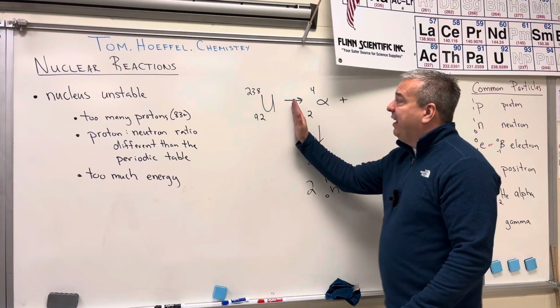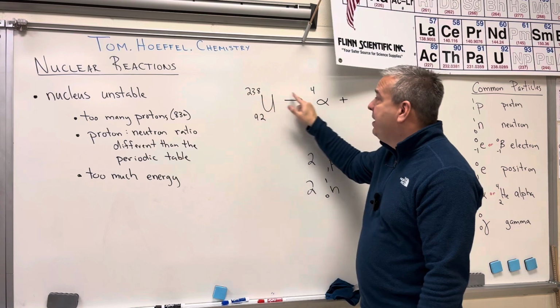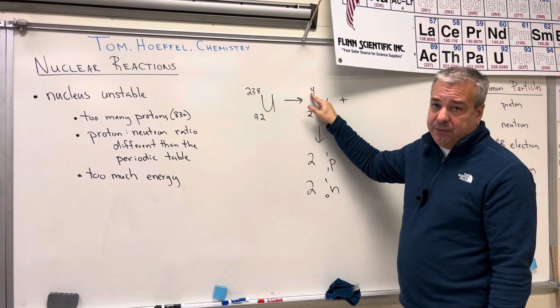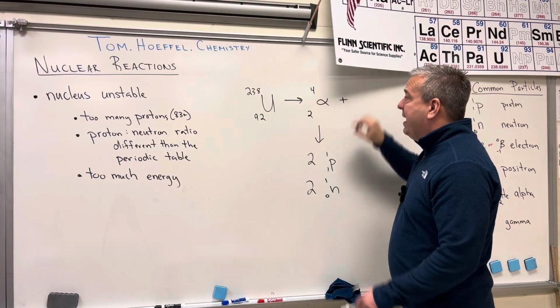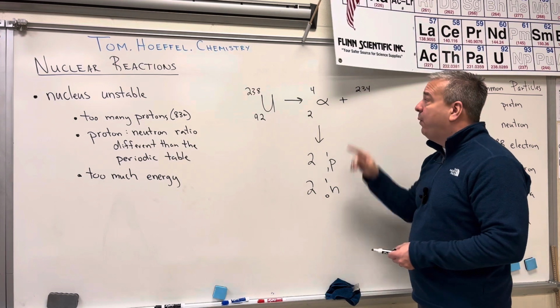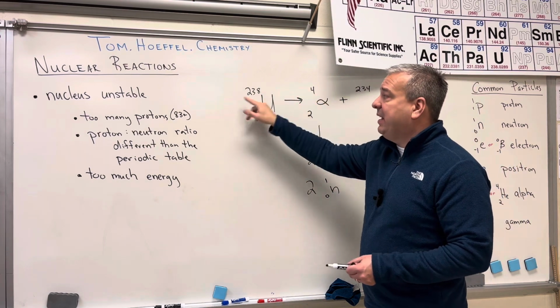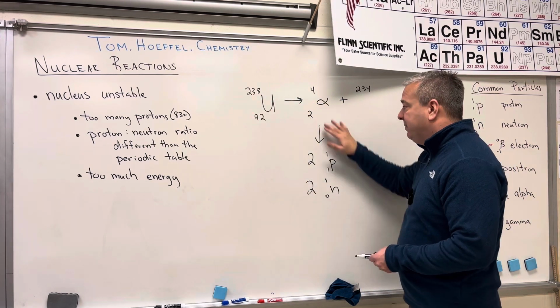Okay, so on the left-hand side of the equation, we have a mass of 238. But on the right, we only have a mass of 4. So where does the other mass come from? Well, we need a mass of 234 plus the 4 that we have over here to equal what's on the left-hand side of 238. Okay?